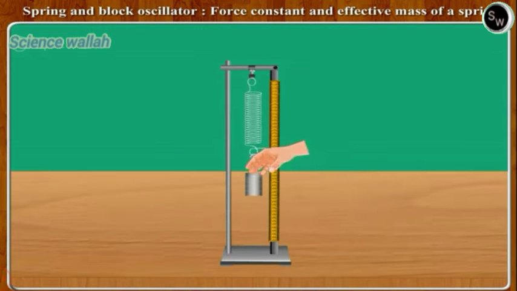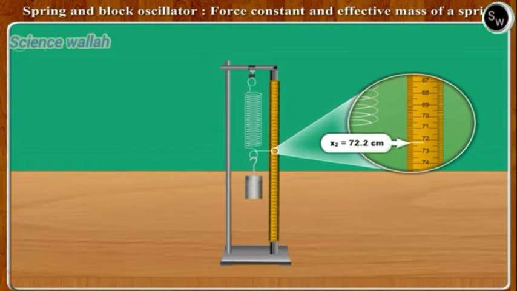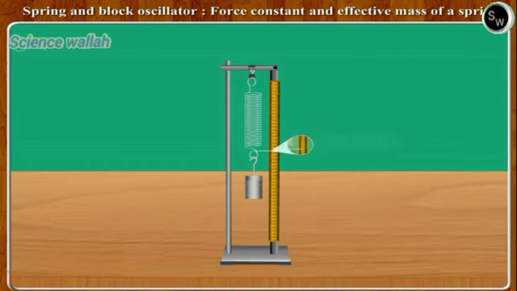Now add 50 gram to the hanger so that the total mass M is greater than m. Note the pointer position. Let us call this x2. It is clear that x2 is greater than x1. The extension of the spring is x is equal to x2 minus x1.